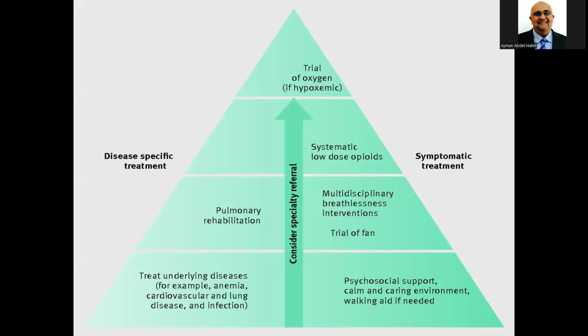I like this pyramid. I mean, it reminds me also of the WHO analgesic ladder, okay? Starting with treating the underlying disease, psychosocial support, step 2, pulmonary rehab, multidisciplinary breathlessness, trial of a fan, and then systemic low-dose opioid. We're going to talk about it, and trial of oxygen if patient is hypoxemic. I'm just saying, this pyramid really helps you out to sort out your priorities, okay?